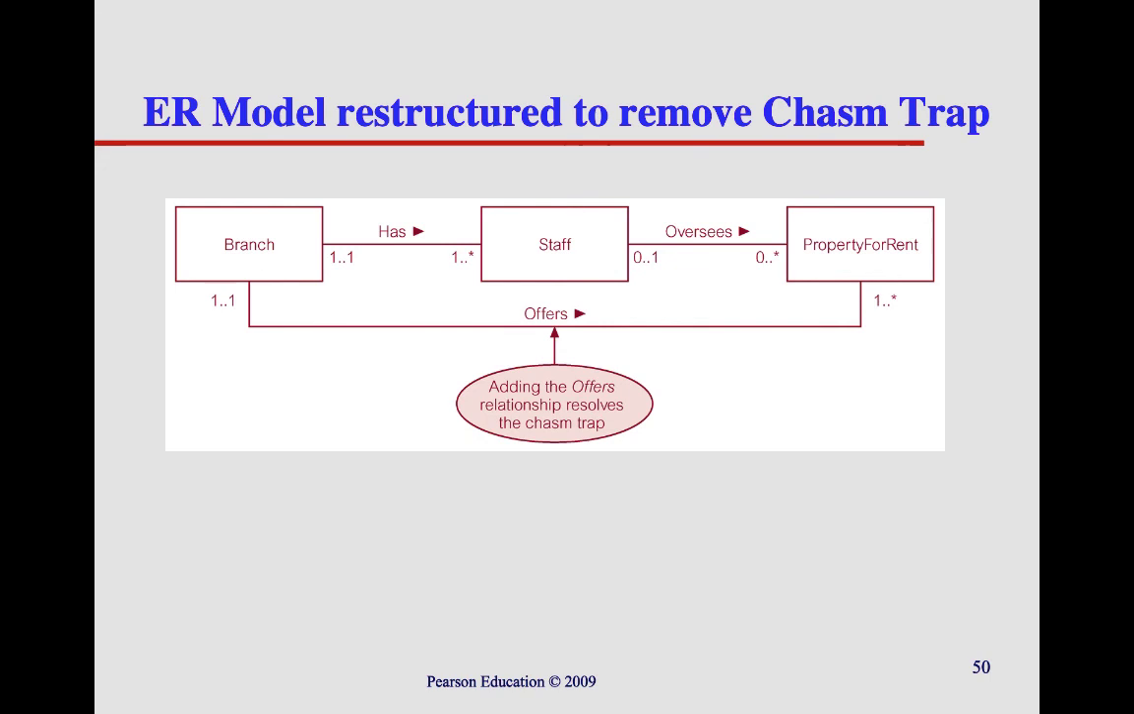Okay, so the best way to fix chasm traps is to fix the participation rate so it has to be a 1 and use a default value for those cases where we would ordinarily want the participation to be 0.